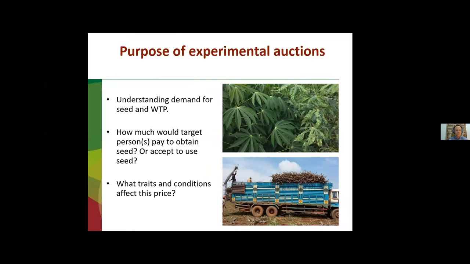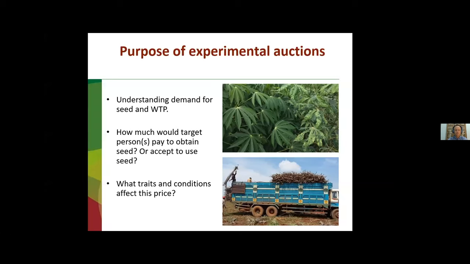So starting off, what's the purpose of using experimental auctions? Well, primarily what we want to do with auctions is understand the demand for seed and the willingness to pay for seed and different characteristics of seed. So the kind of questions we can ask include things like, how much would a target person or group pay to obtain seed or to accept to use seed of different characteristics? And what traits and conditions affect this price?